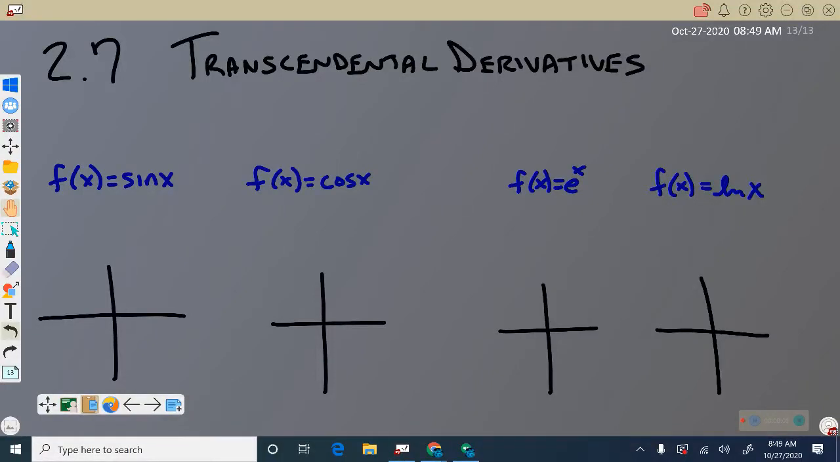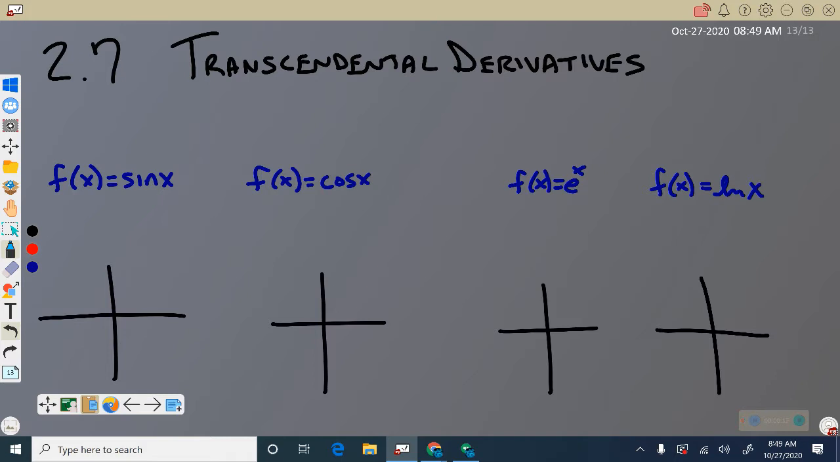Alright, we have some special derivatives that we're going to be looking at here today, looking at transcendentals, so sine, cosine, and also the exponential and logarithmic functions. First off, we want to look at what exactly those functions look like when we draw them out.